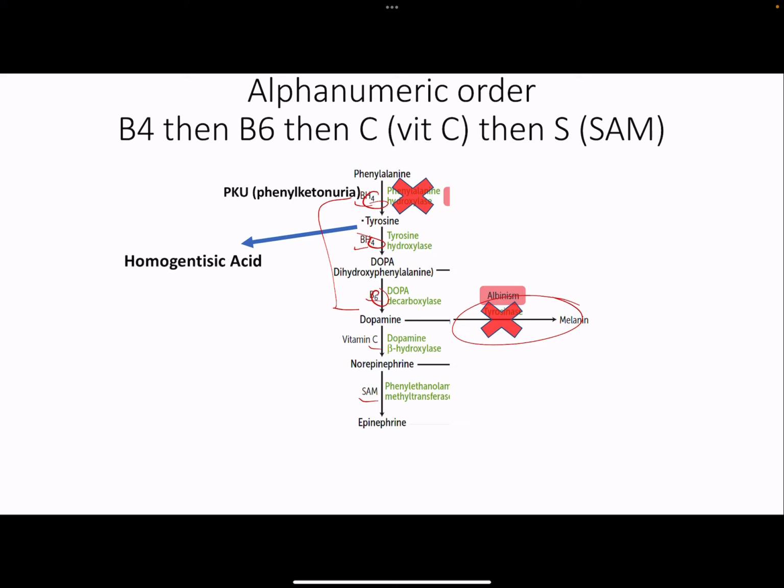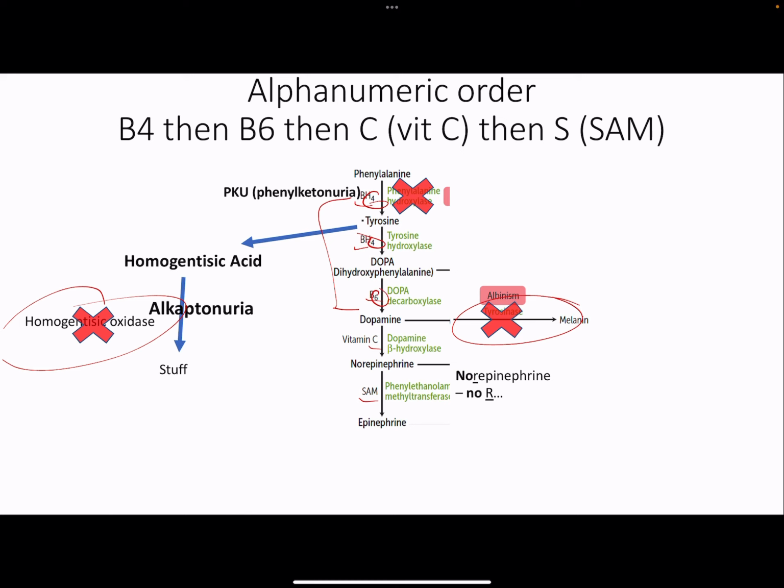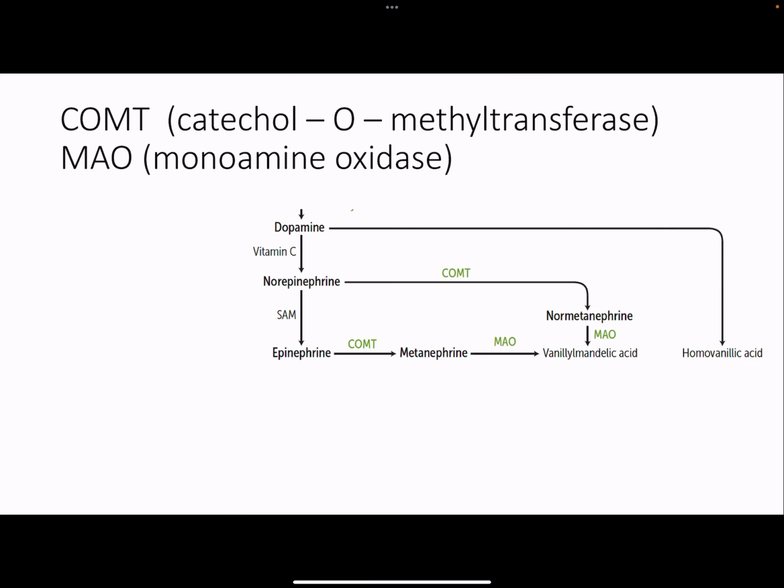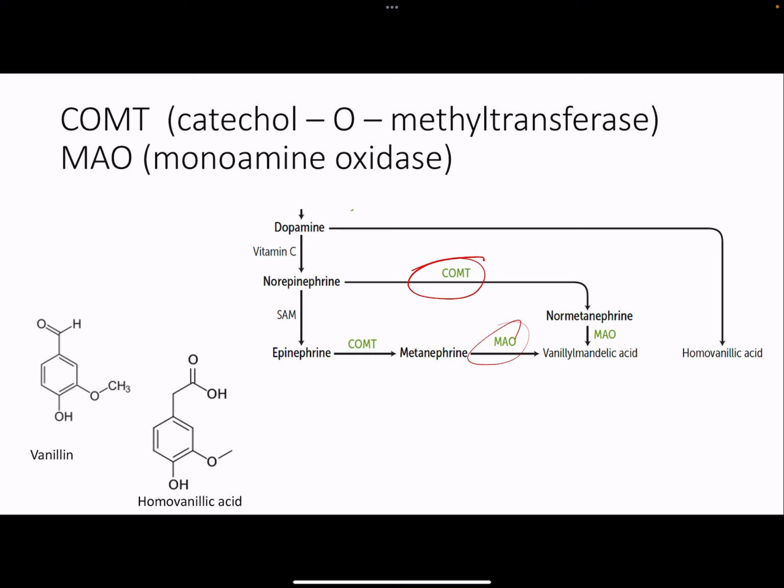Tyrosine can turn into homogentisic acid, which can be broken down to who cares via this enzyme homogentisic oxidase. And if that doesn't work, you have something called alkaptonuria. And again, no R. If you want to break down the catecholamines, especially norepinephrine and epinephrine, COMT and MAO. MAO is especially important, monoamine oxidase. And it breaks it down to metanephrine and vanillylmandelic acid.